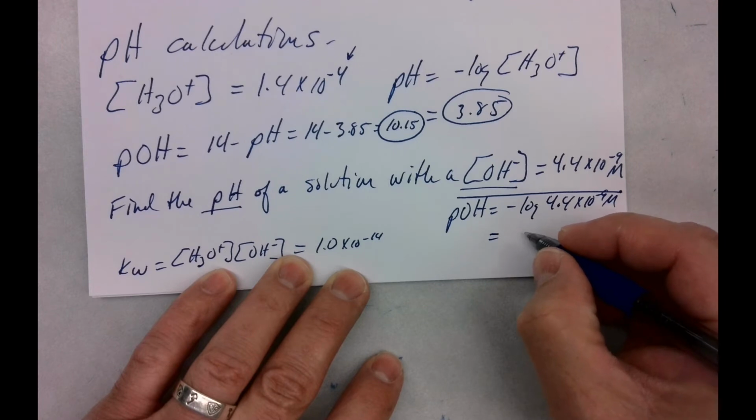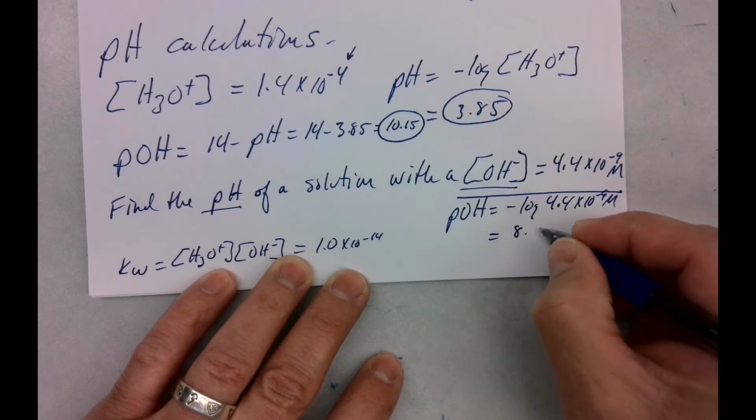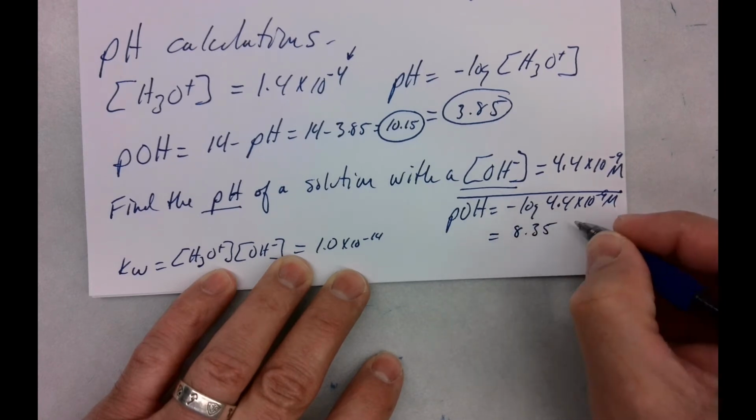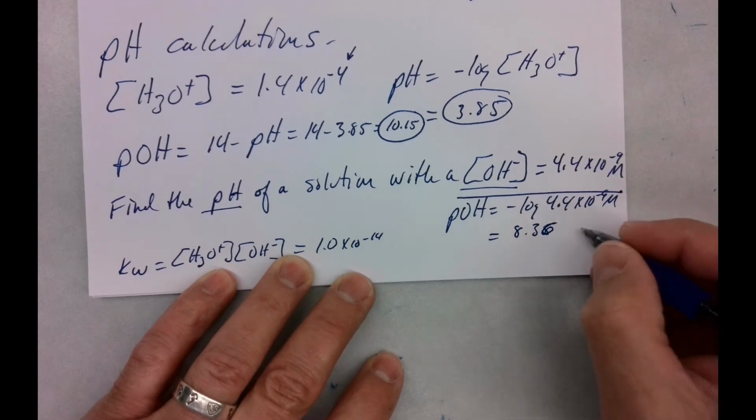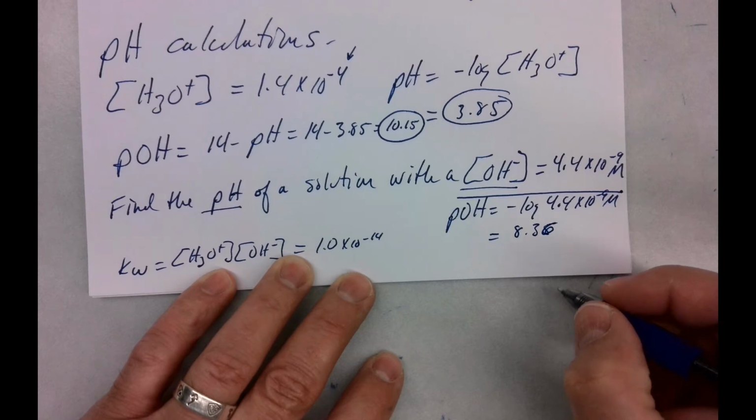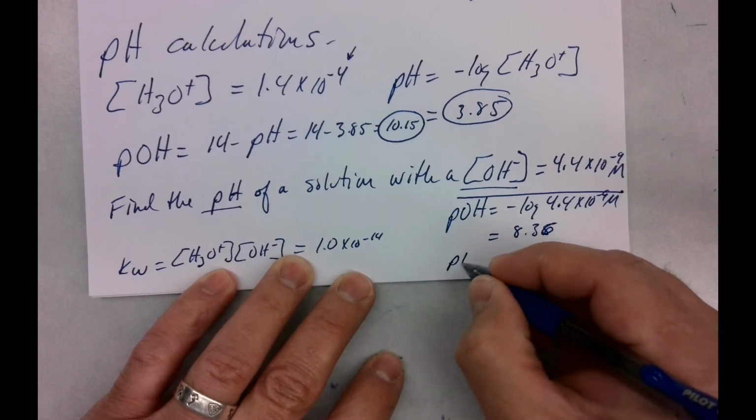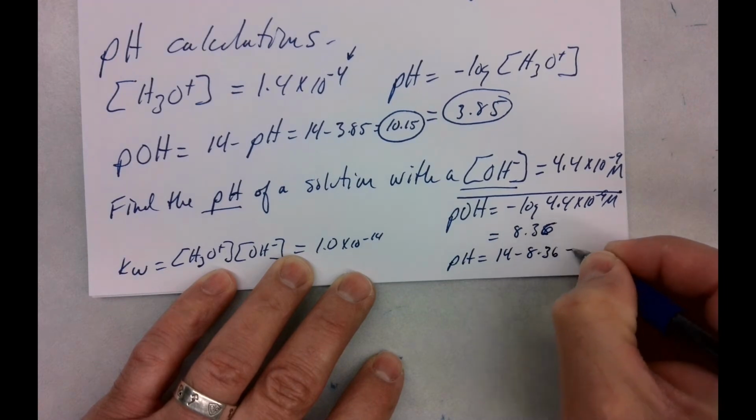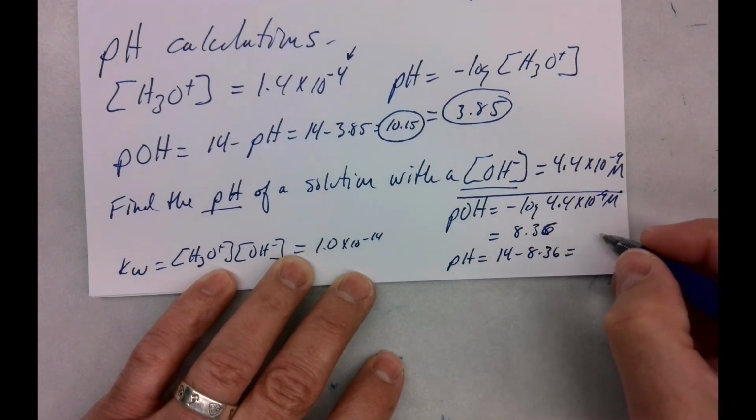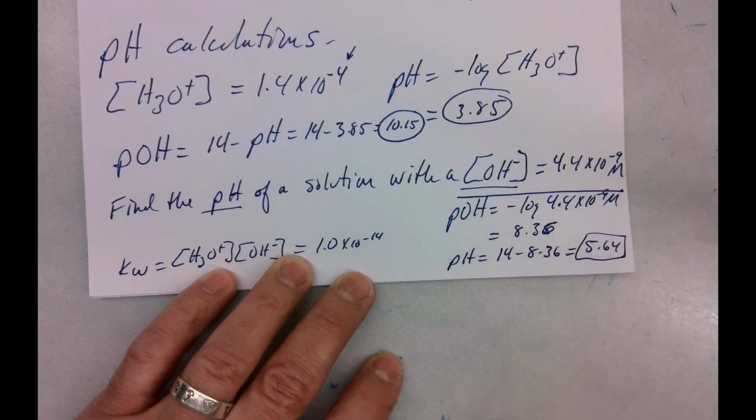That gives you 8.36. Yeah, 8.36, okay. And then you just take 14 and subtract. The pH then is 14 minus 8.36, and that gave me what? 5.64. Anybody else get that? Did you guys get that?